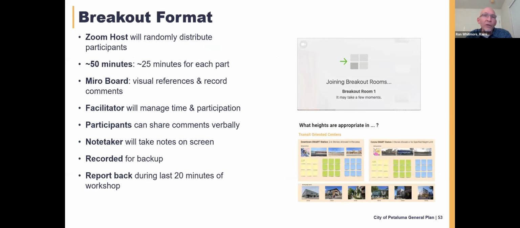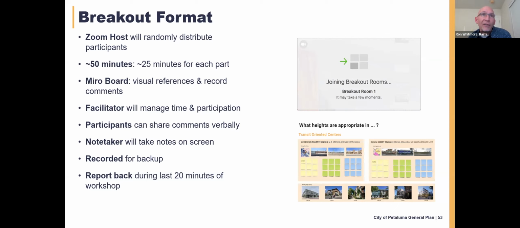So we'll be using the Zoom breakout format. In a minute, Eric, our host, will be breaking us into breakout groups in a random way. I think we're going to have just 3 rooms total. A third will stay in the main room, and then we'll distribute folks into 2 additional rooms. We'll have about 40 minutes, so it'll be about 20 minutes per part, and I'll explain the 2 parts here in a second.